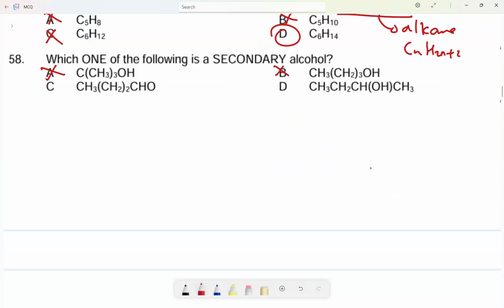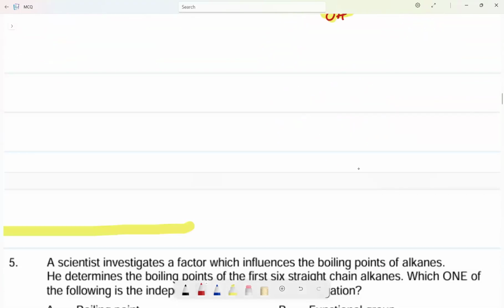Look at number C, CH3, CH2, CH2, CHO. Okay, this is not even an alcohol. This is an aldehyde. This one, CH3, CH2, CH. Can you see CH, OH? So it means one is H, one is OH. Then I have CH3. So the carbon bonded to the hydroxyl group is bonded to one carbon and another carbon. So the most correct answer is D.